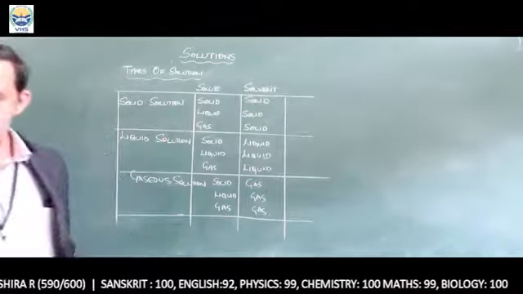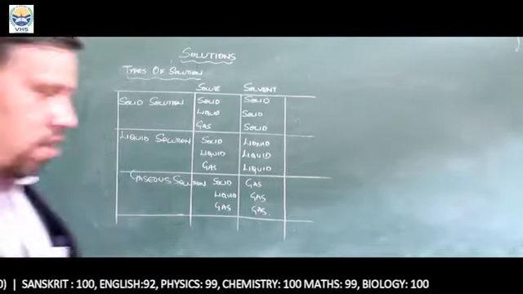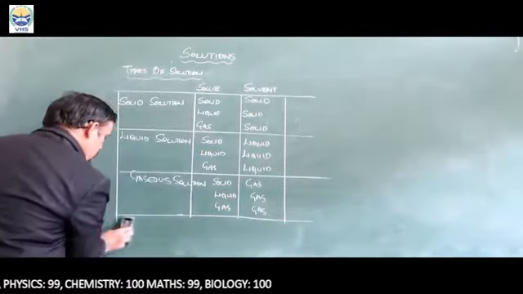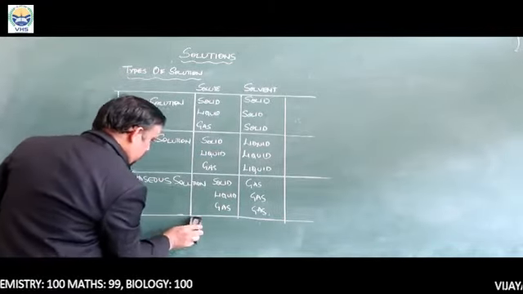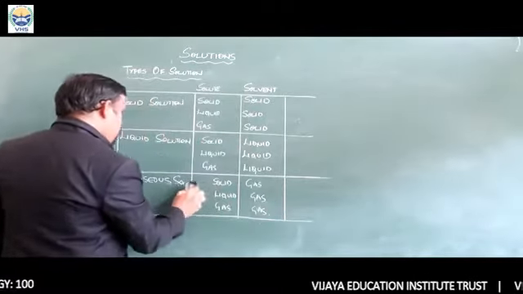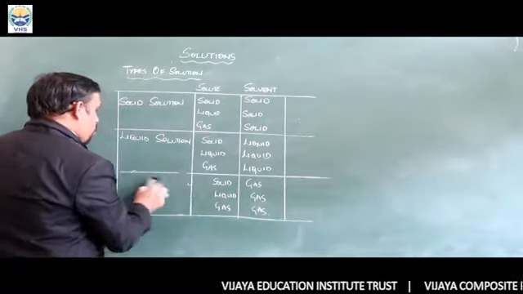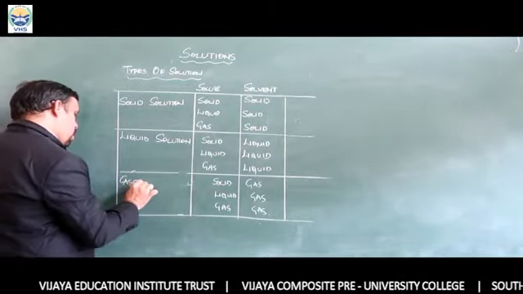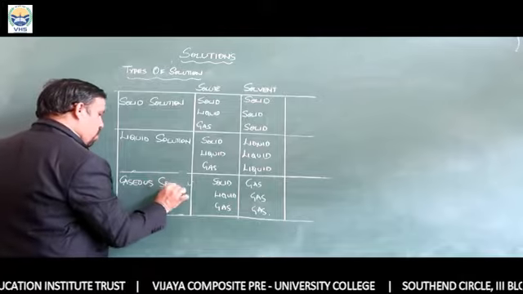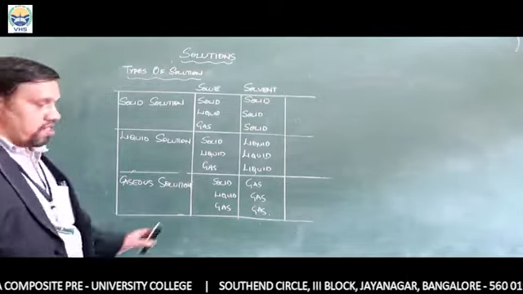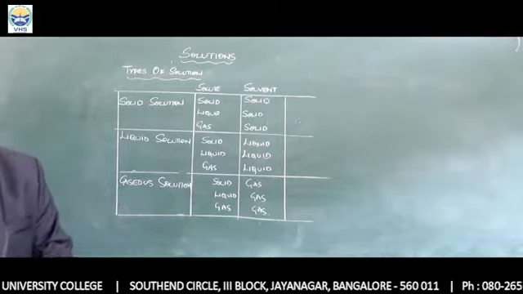Okay, so let's just try to erase a bit. Okay, so three different types of solutions. One is solid solution. The other one is liquid solution. The other one is gaseous solution. I hope it should be clear by now.